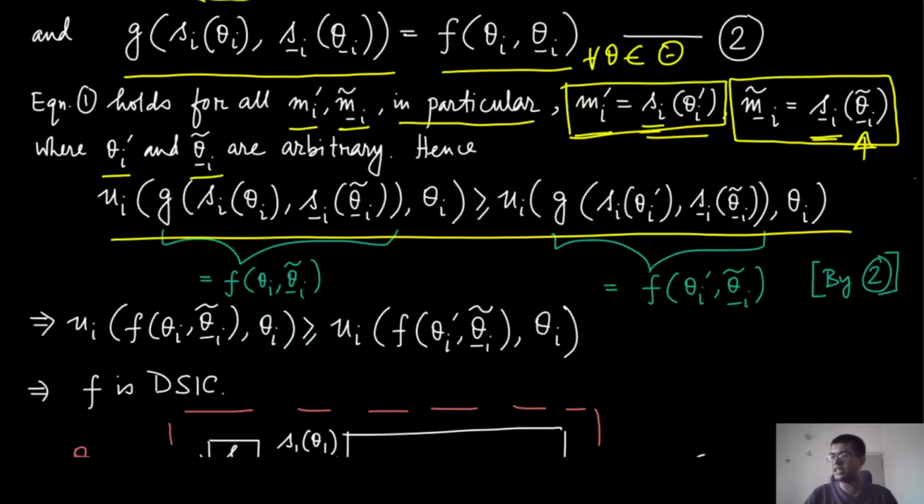And now we notice that from equation 2, we know that this is going to be exactly equal to f of theta_i, theta_minus_i tilde. And this part will be f of theta_i prime, theta_minus_i tilde. This is coming due to 2. This inequality should also hold. And that is nothing but the definition of DSIC. So just by careful substitution, we found that if there exists a social choice function which is dominant strategy implementable via an indirect mechanism, then it must also be dominant strategy incentive compatible.